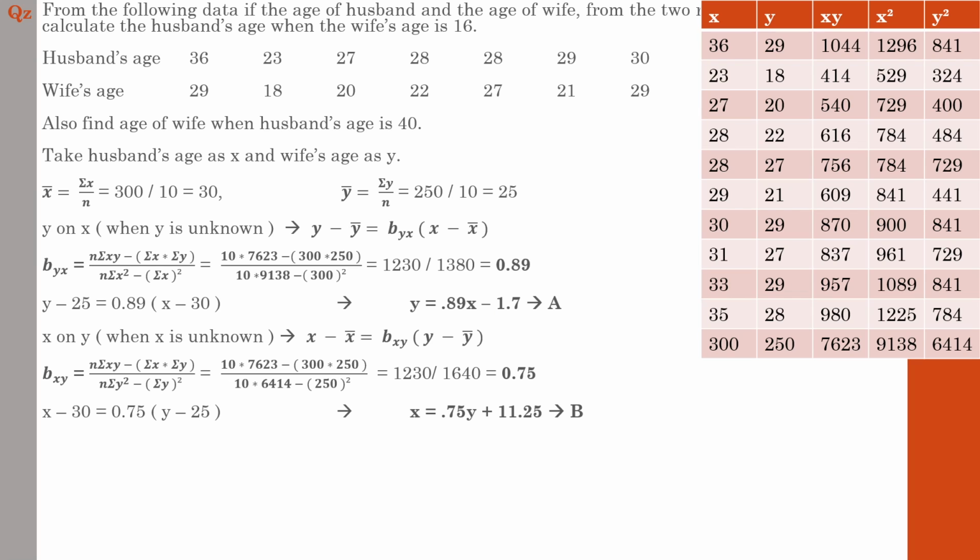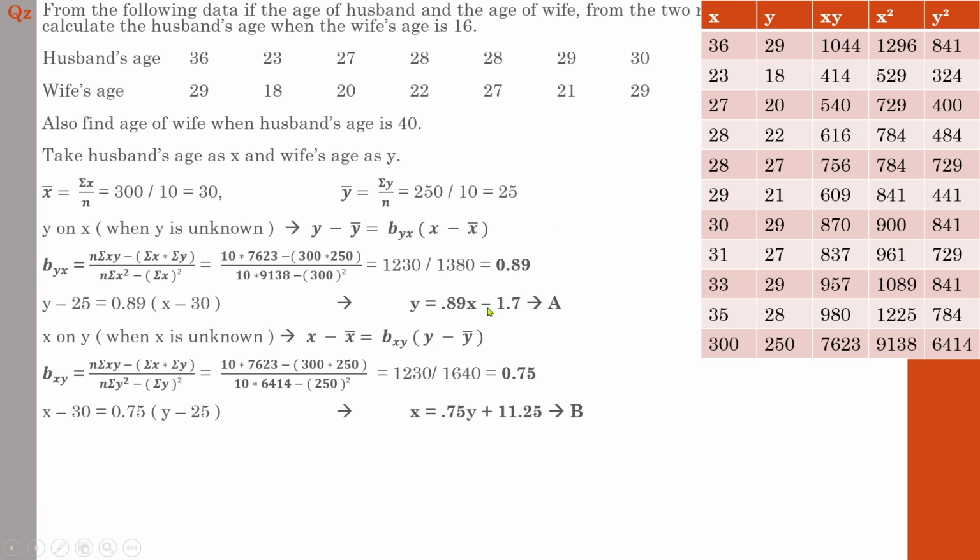And in the question there is a secondary part: calculate the husband's age when the wife's age is 16. So this is the most tricky part. You need to find the value of husband's age when the wife's age is 16, and there are two equations. Which equation is going to be used? That is the important part. Which one is going to be used?